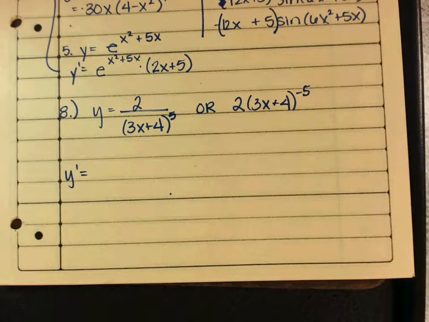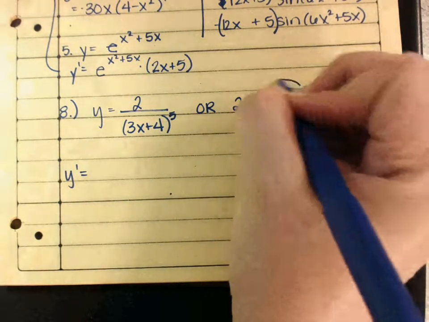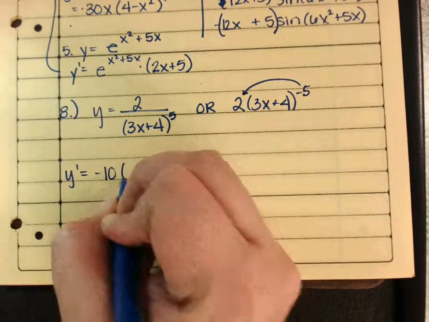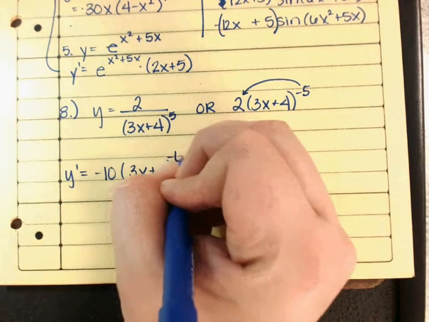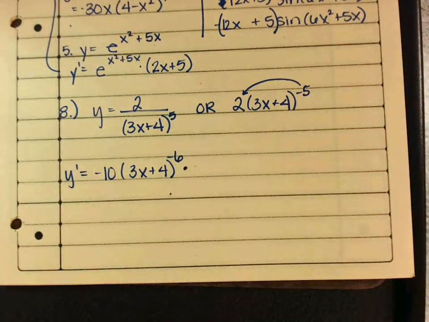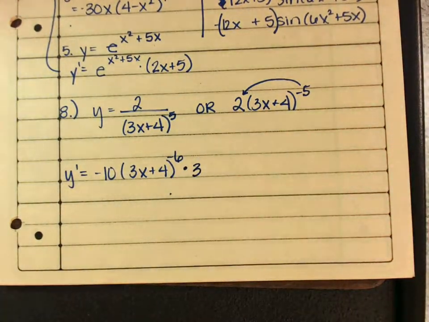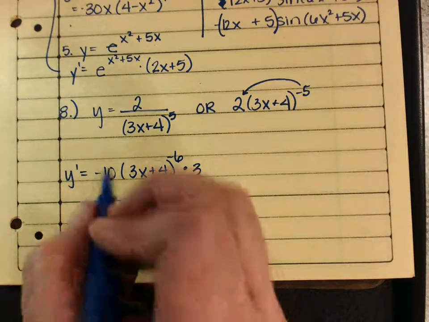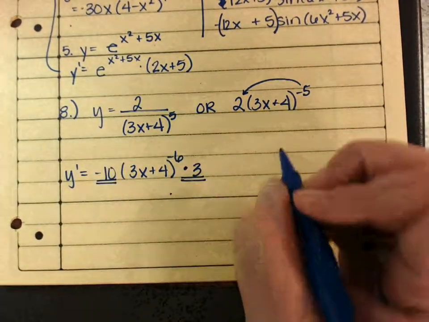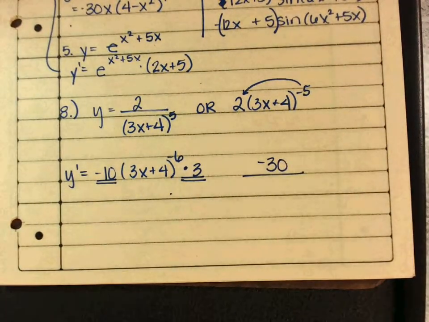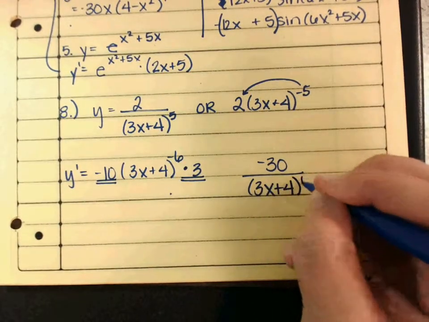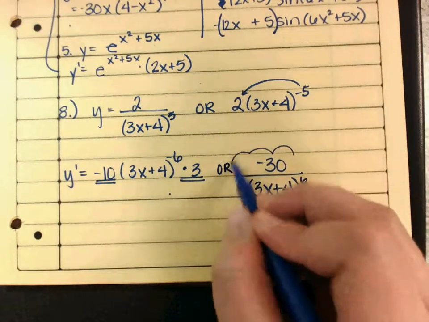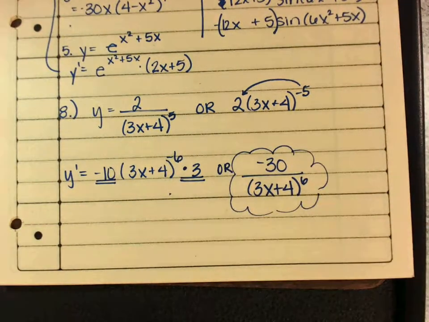Okay, what would my first number be in the front? Okay, negative 5 times 2 is negative 10. What's the new power if I take away 1? Negative 6. Good. Times the derivative of the middle, 3x plus 4, what is it? 3. Okay, what two things would they probably combine? What's negative 10 times 3? And where would they put the 3x plus 4 to the negative 6? On the bottom. So 3x plus 4 would go down to the 6th power. Okay, this is probably what they would put as your answer, not the other one.